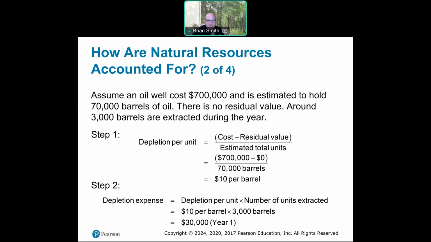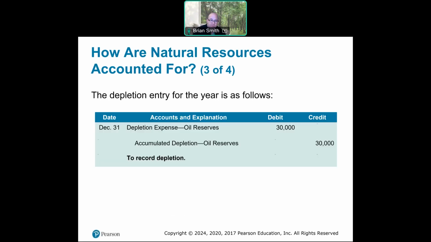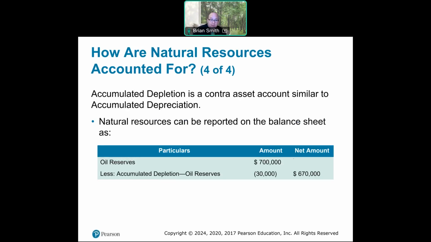So we take the cost minus the residual value divided by the estimated total units to get our per unit amount. And then as we pull out whatever we're extracting, we multiply the number of units we pulled out by that rate. Again, it's identical to the units of production method. And like I said, instead of depreciation, it's depletion expense, credit accumulated depletion. On the balance sheet, you're going to see it as oil reserves or whatever the natural resource is, less its accumulated depletion.